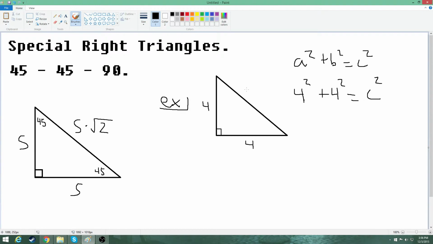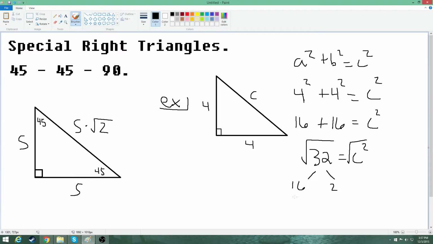Remember, the hypotenuse is always the c value, and hypotenuse is always opposite the 90 degree angle. We don't know what c is. So 4 squared is 16, and the other 4 squared is 16, and that's equal to c squared. 16 plus 16 is 32. That's equal to c squared. And when we square root both sides, we use the factor tree to break it down. So this breaks into 16 and 2, and 16 breaks into 4 and 4. So since we have a pair, we can stop right here, and we get c equals 4 times the square root of 2, which is exactly what this theorem says it would be. It should be the side length, which is 4, times the square root of 2.